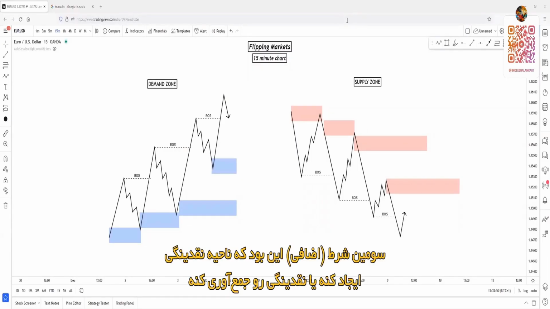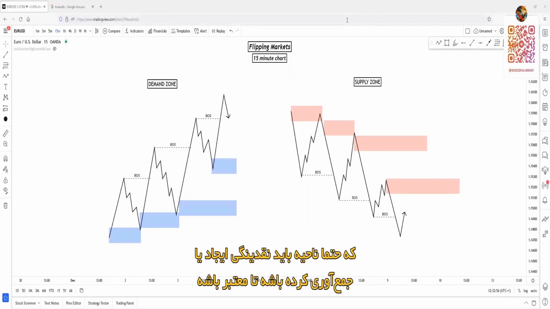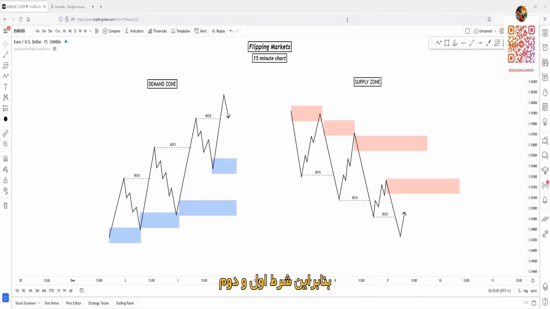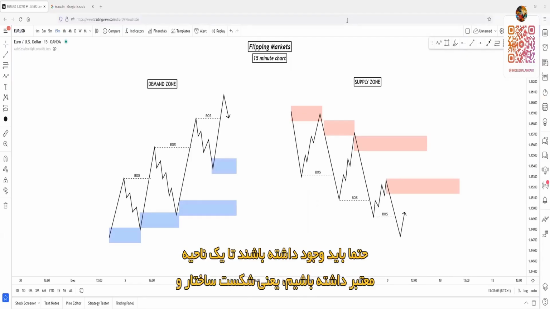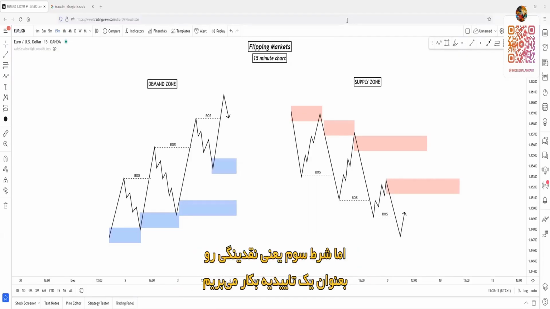Okay, so the third, or the +1 criteria, is the liquidity creator sweep. I said +1 because it's not necessary to create or sweep liquidity in order to form a valid zone, but it's a really, really strong confirmation. So the first and the second criteria have to happen in order to form a valid zone: the break of structure and the IFC. But the third, the liquidity sweep, is just a confirmation.